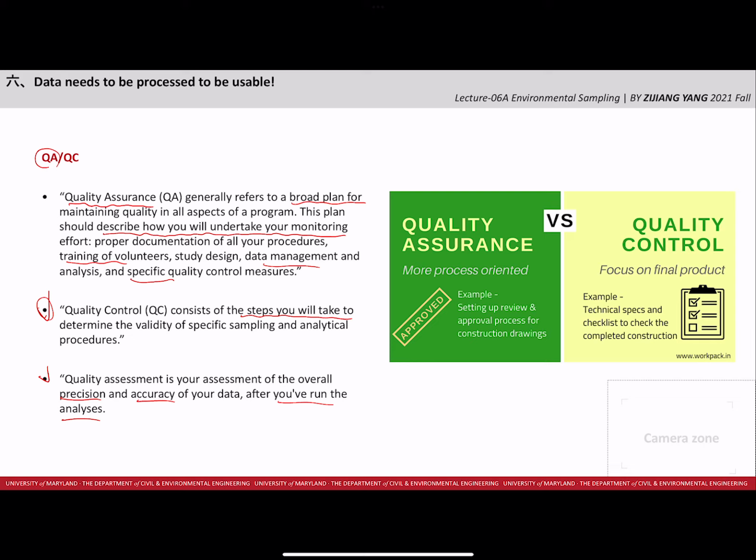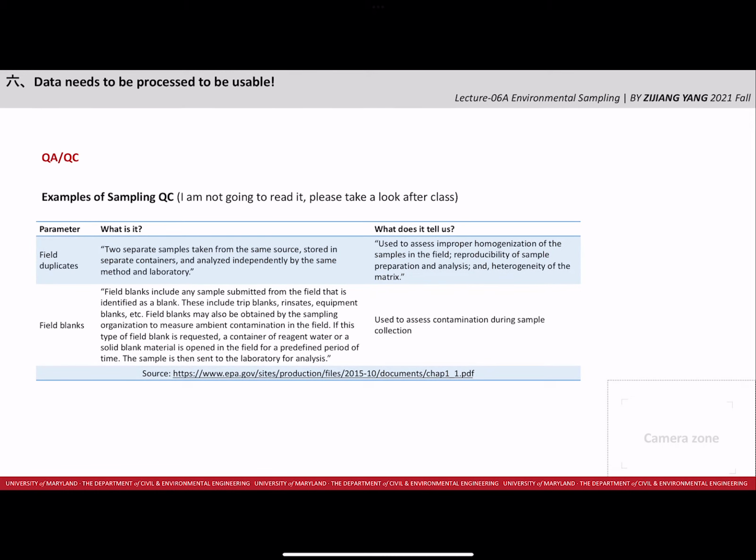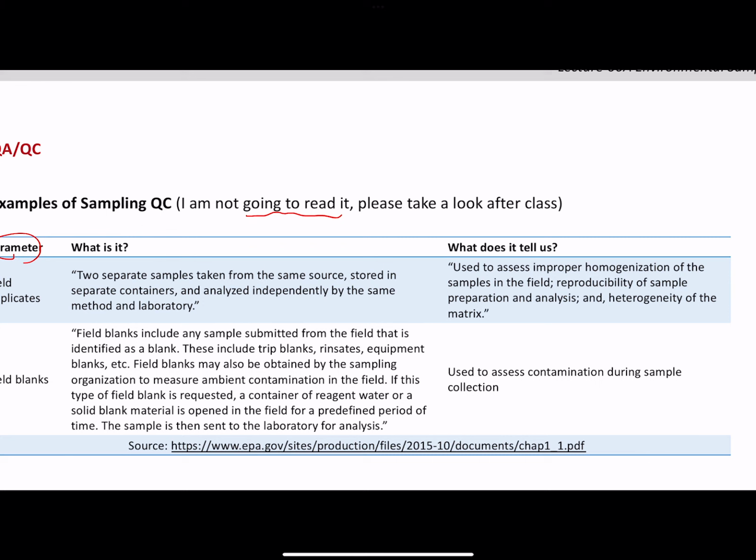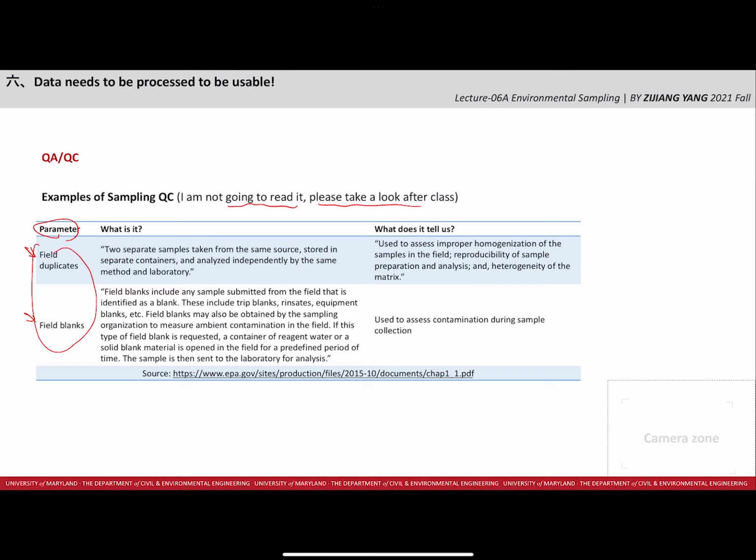So during the experiment, we will measure the concentration of our sample, but in the meanwhile, we will have the control, the blank, the spike, and any other things. I will talk about this in the organic chemistry unit. But we have some concepts like the parameter, like the field duplicates and field blanks. I'm not going to read them one by one, so please take a look at this after class. So we have different parameters, and these are the definitions of these parameters.